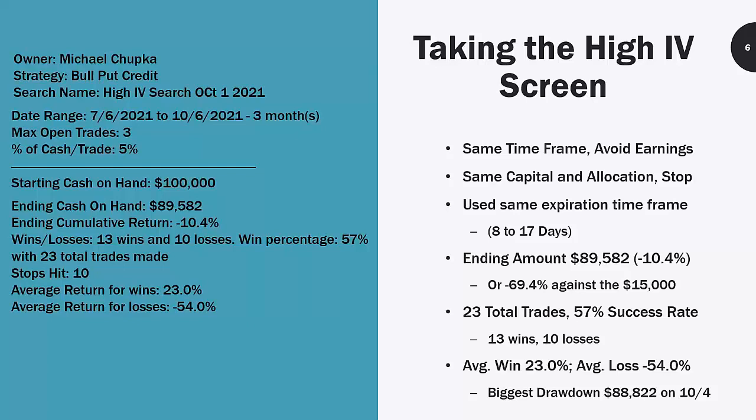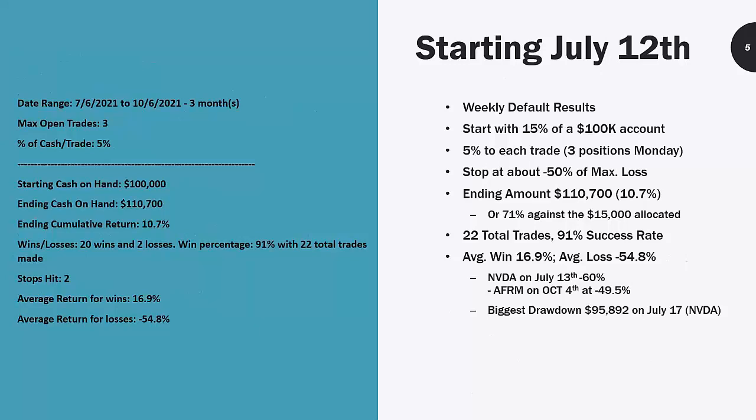Oh, I'm sorry, Chuck, let me go back. Yes, Chuck, the biggest drawdown was $4,108, not $95,000. That was the lowest account value. So the biggest drawdown was only $4,108. Sorry, Chuck, I didn't explain that very well. Thank you for that. Okay.